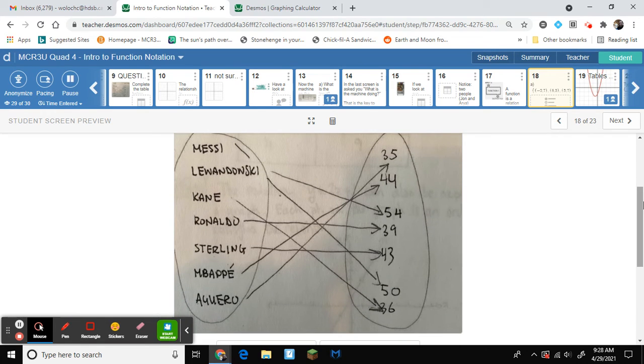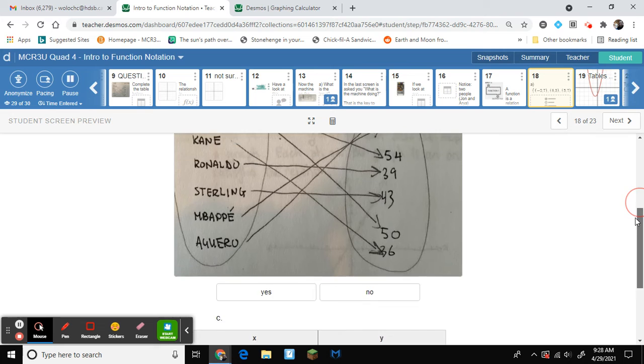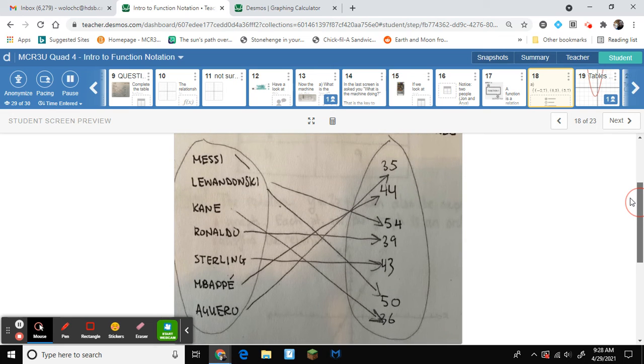Here, our example with the soccer players and goals. If you think about it, this is an example of a function because each player corresponds to only one set of goals, right? So Messi scores 50. You can't have an arrow for Messi going down here and then up here. So yes, this one is a function.